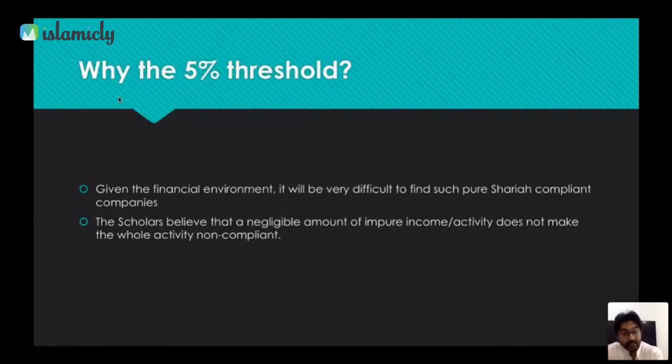Scholars agree that there should be absolutely no tolerance. But if you look at global companies, it is very difficult to have a sizable universe of companies which have absolutely 100% revenue coming in from Sharia compliant activities. There are very few companies in the world. That would ultimately die down the entire investment opportunity for Islamic investors. Hence, the Sharia scholars give permission that there can be a 5% threshold for non-permissible revenues.